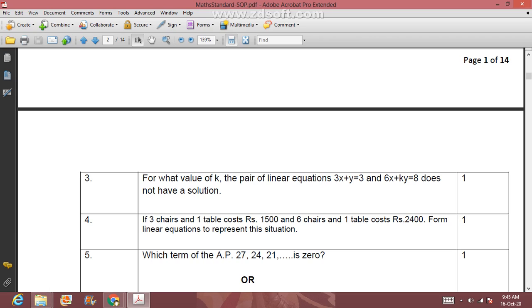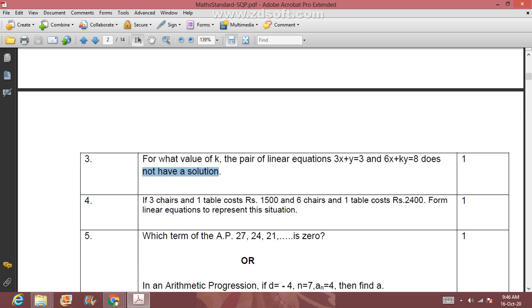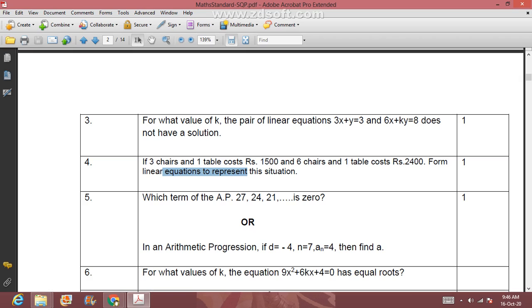See here, for what value of k the pair of linear equations 3x plus y is equal to 3 and another linear equation is given does not have a solution. If it is not having a solution, then you have to compare the coefficients. a1 upon a2 is equal to b1 upon b2 is not equal to c1 upon c2. That kind of question is there, and you have to find the value of k. You have to check the criteria for not having a solution. This is a theoretical 1 mark question.